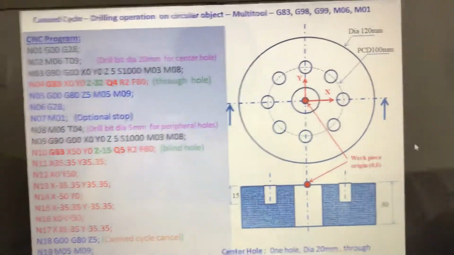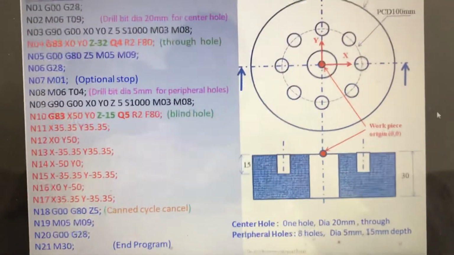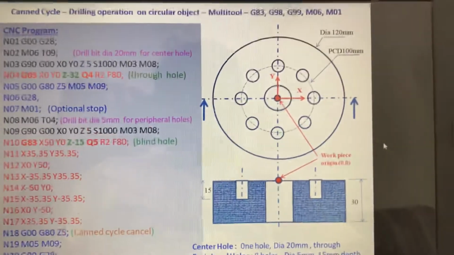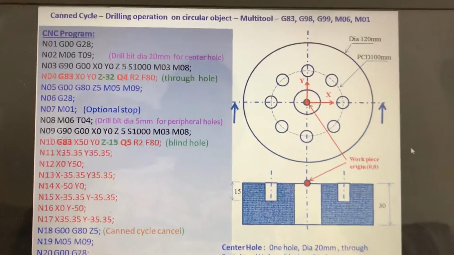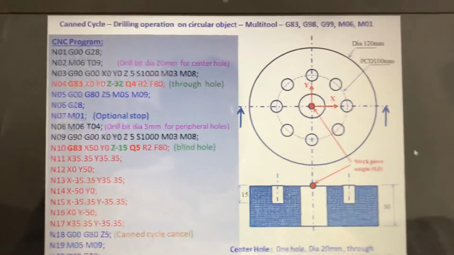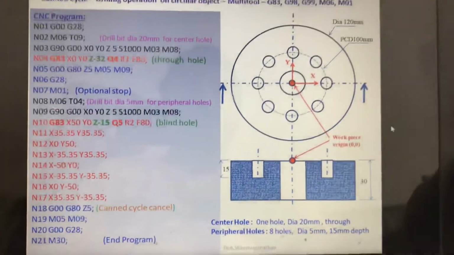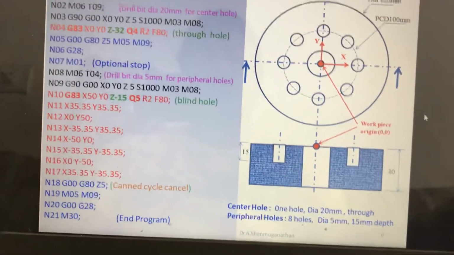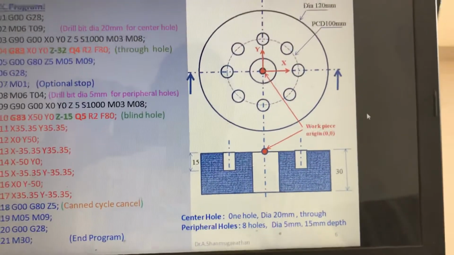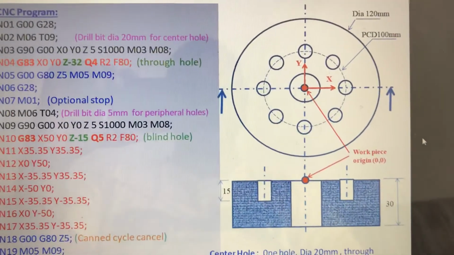Welcome, all. This is another kind of problem where the profile of the workpiece is circular. If the workpiece has a rectangular, triangular, or square shape, it will have corners, so it is easy to define the workpiece zero point. But in cases like this, where the workpiece has a circular profile, how do we define the workpiece zero point?